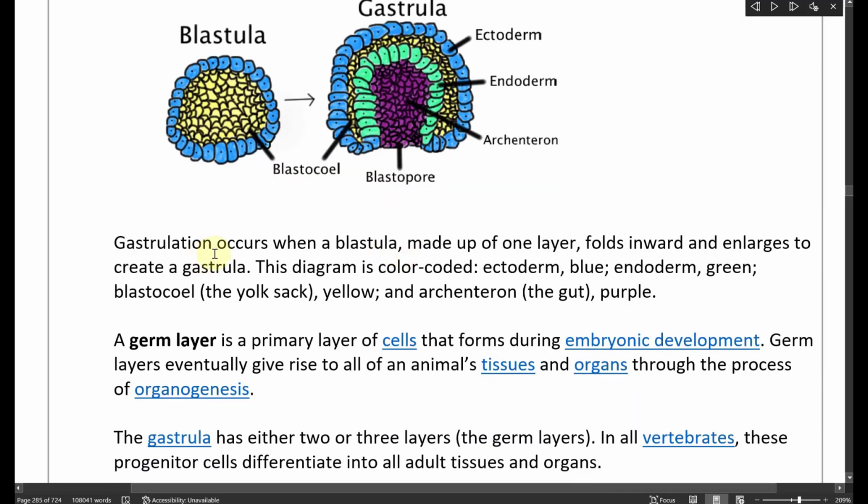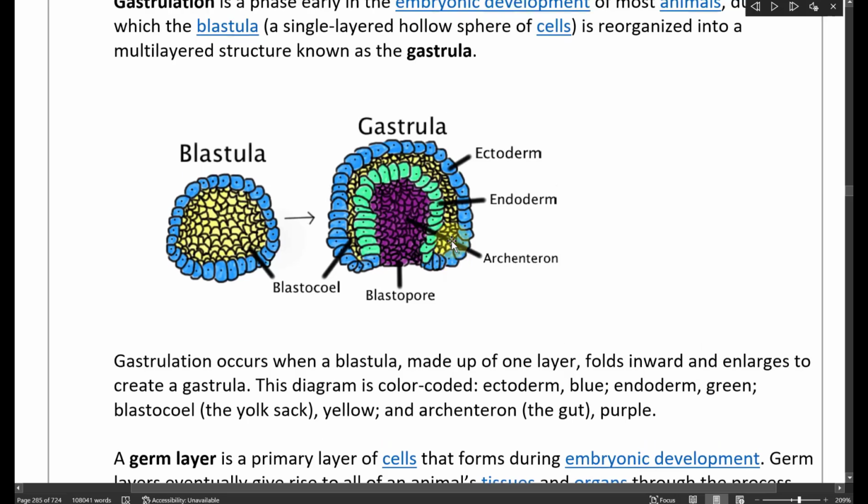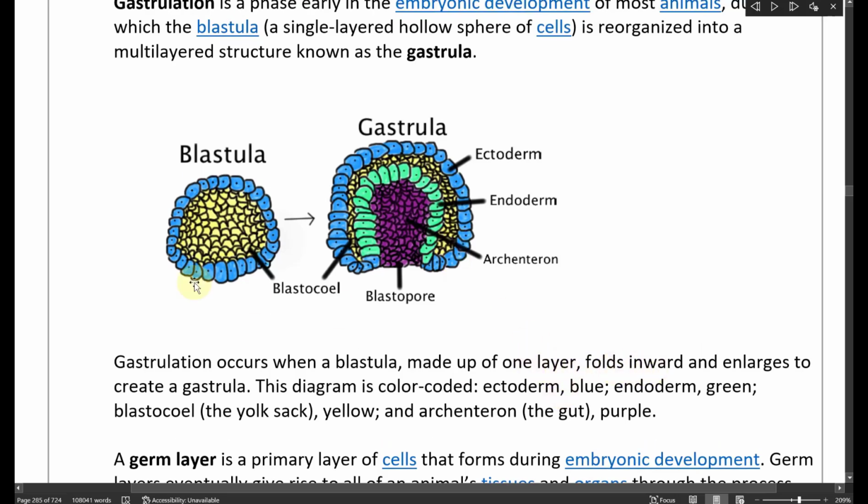Anyways, so gastrulation occurs when a blastula made up of one layer folds inwards onto itself, and enlarges to create a gastrula. So folds inwards, now you have this other layer, which was initially this one layer, now you have it inside here, and it enlarges itself to create a gastrula. This diagram is color-coded, so you have ectoderm is blue, so that's the outer one. Then the endoderm, which is folded inside, that's the green. Then you have the blastocele, or the yolk sac, the inside fluid, yellow, and then the archenteron, the gut. That's purple right there, very fascinating.